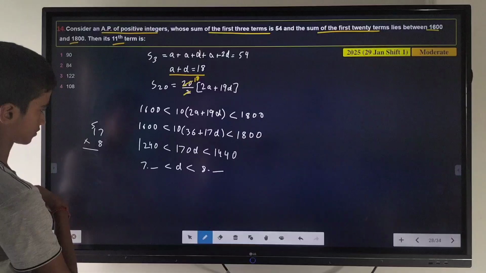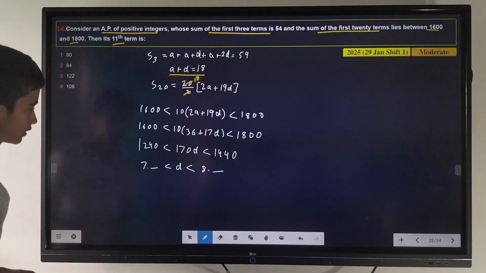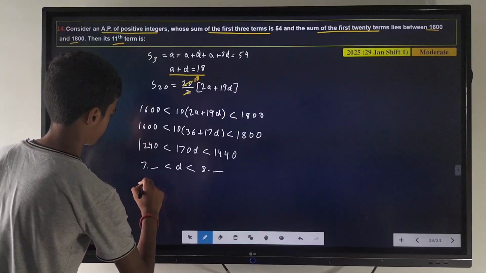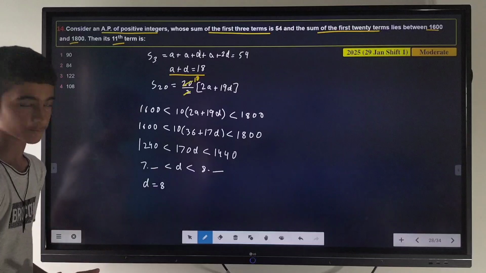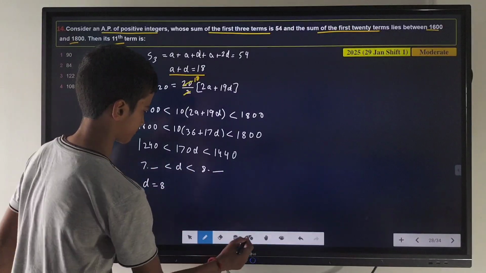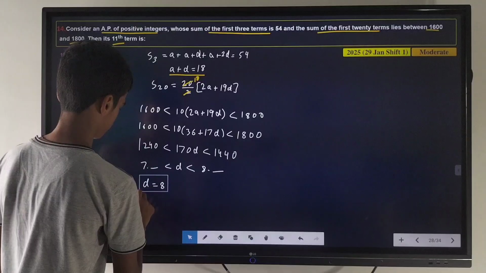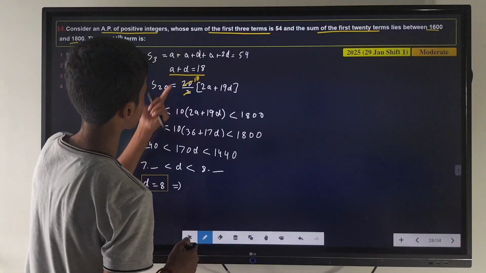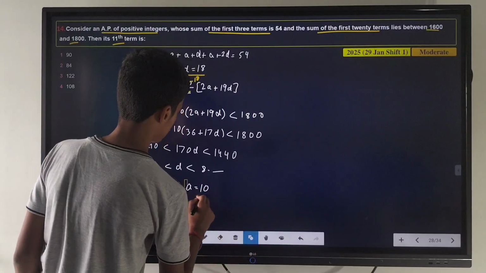Yes, it will be 8 point something. So from here our d is equal to 8. Now our d is greater than 7 point something and less than 8 point something. So our d is equal to 8. And from here our d is equal to 8. From this equation, a is equal to 10.